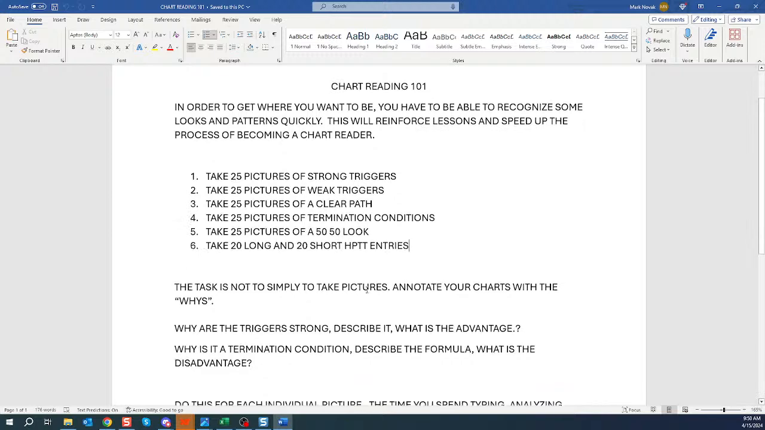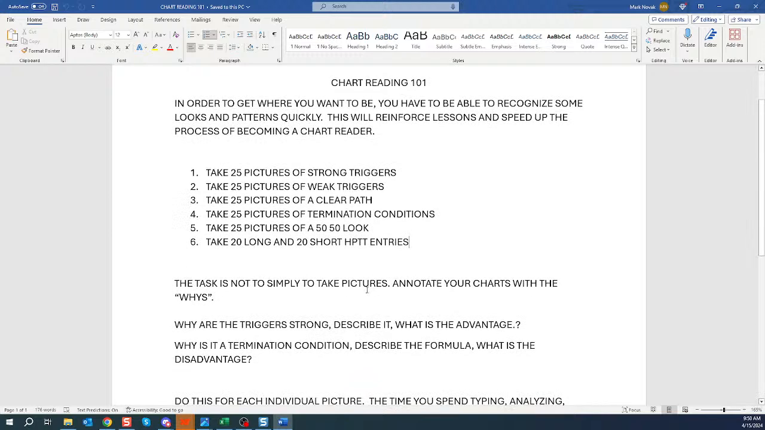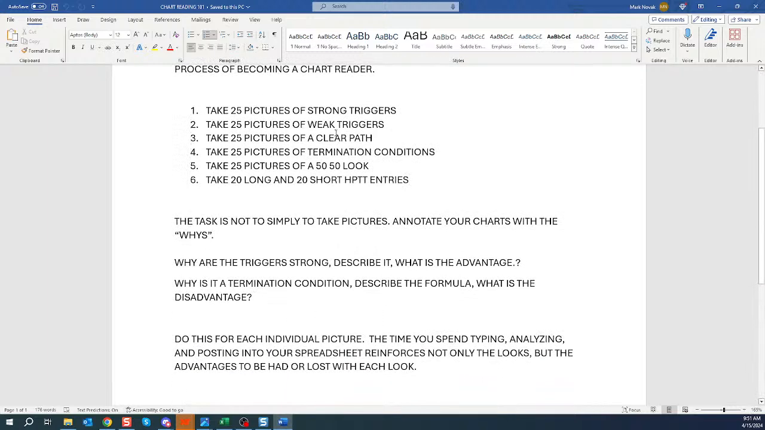But the goal isn't to just take the pictures. You have to write on your chart with the whys. Why is it strong triggers? What is the look? How do I identify it? And what do those strong triggers mean to me? What's the advantage? What's the disadvantage of weak triggers?